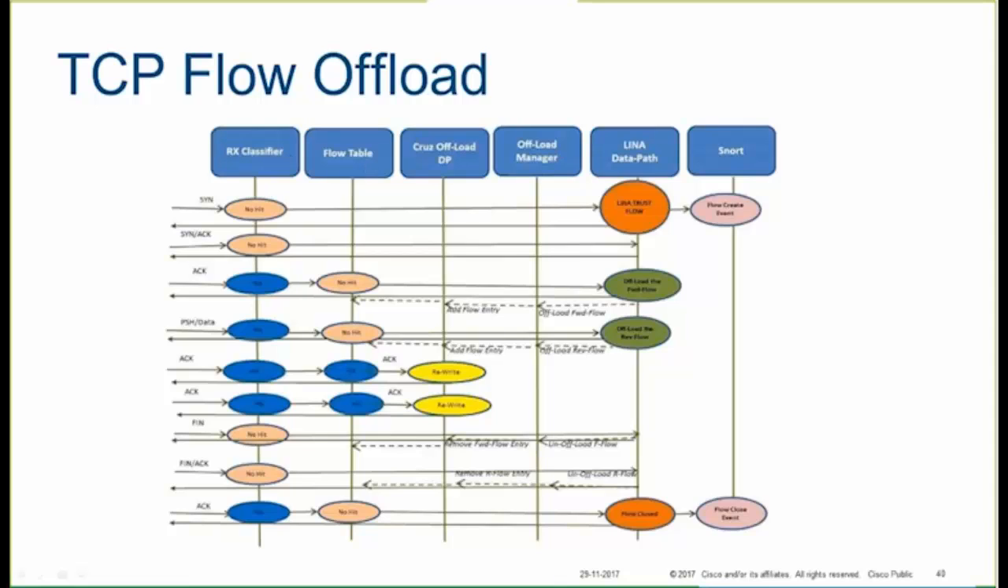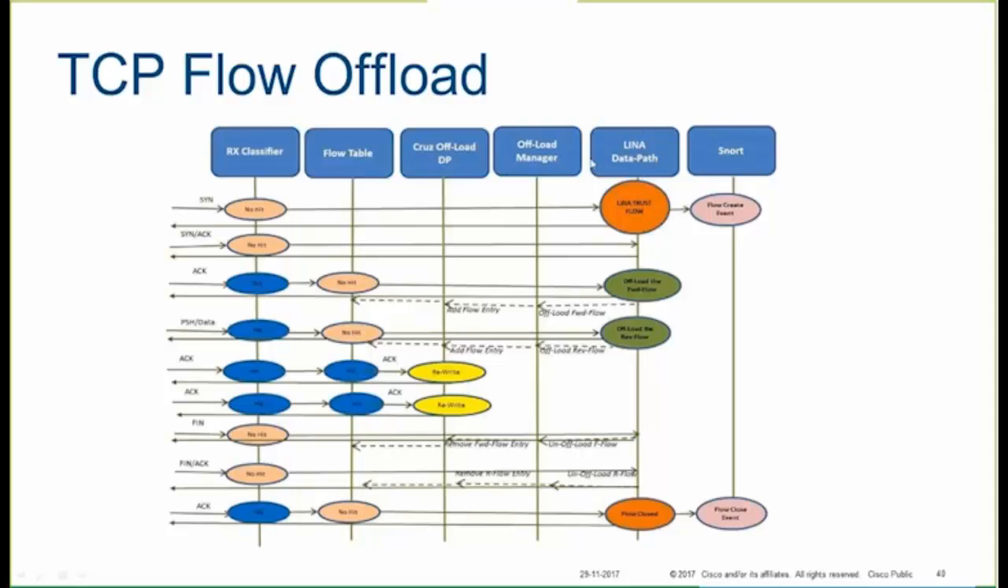Then we have the flow table. What LINA does is, once the flow is offloaded, we basically create a flow table within cruise, indicating that the flow needs to be offloaded. So that is where the flow offload happens. And this is where the cruise offload DP is, wherein we perform the L3, L2 rewrite that needs to happen in the packet. So at this stage is where the rewrite happens. And then we have the flow offload manager. This is basically acting as an API for offloading the flow from LINA over to cruise.